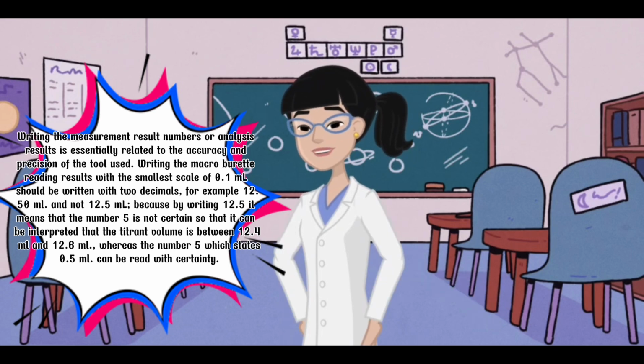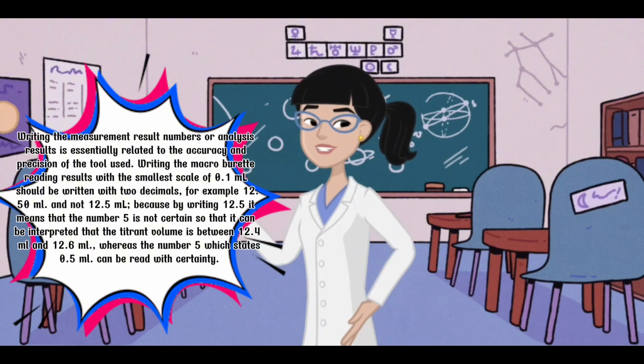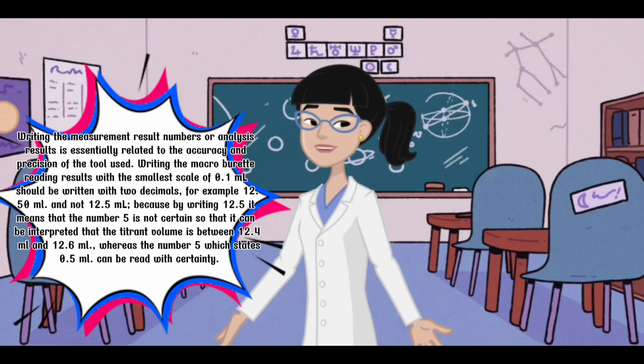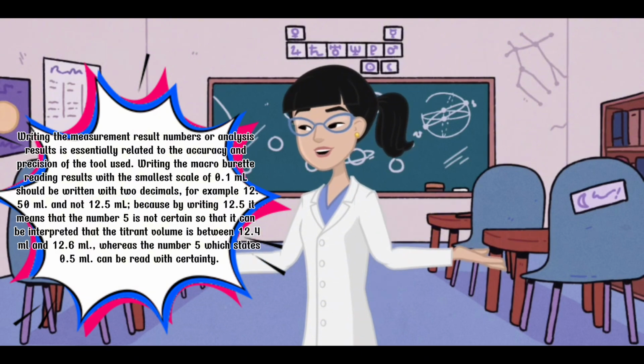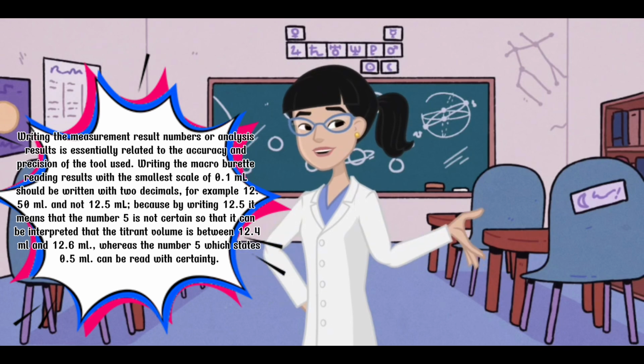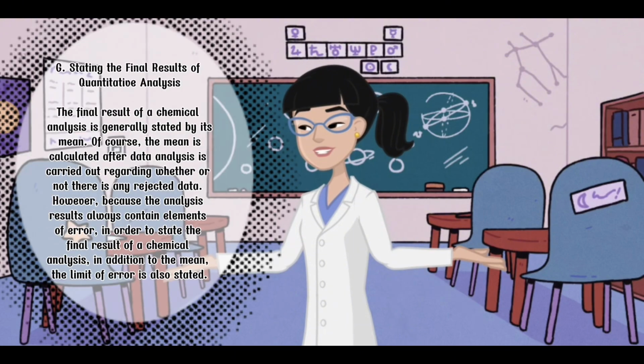Writing the burette reading results with the smallest scale of 0.1 milliliters should be written with two decimals, for example 12.50 milliliters, and not 12.5 milliliters. Because by writing 12.5 it means that the number 5 is not certain, so that it can be interpreted that the titrant volume is between 12.4 milliliters and 12.6 milliliters. Whereas the number 5, which states 0.5 milliliters, can be read with certainty.